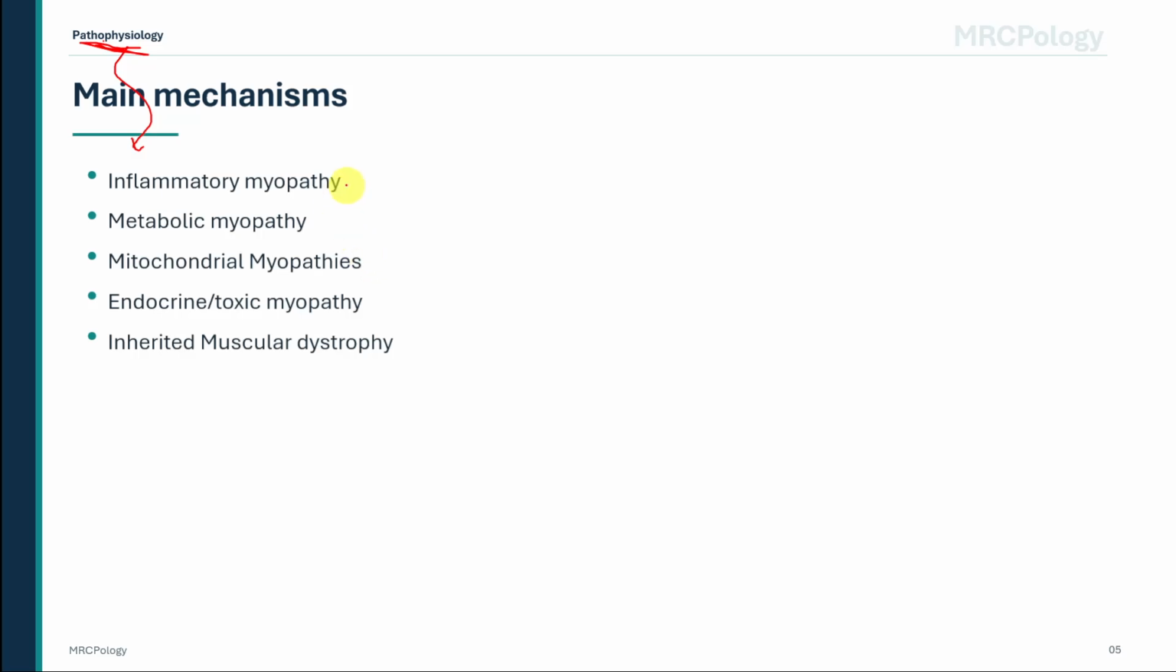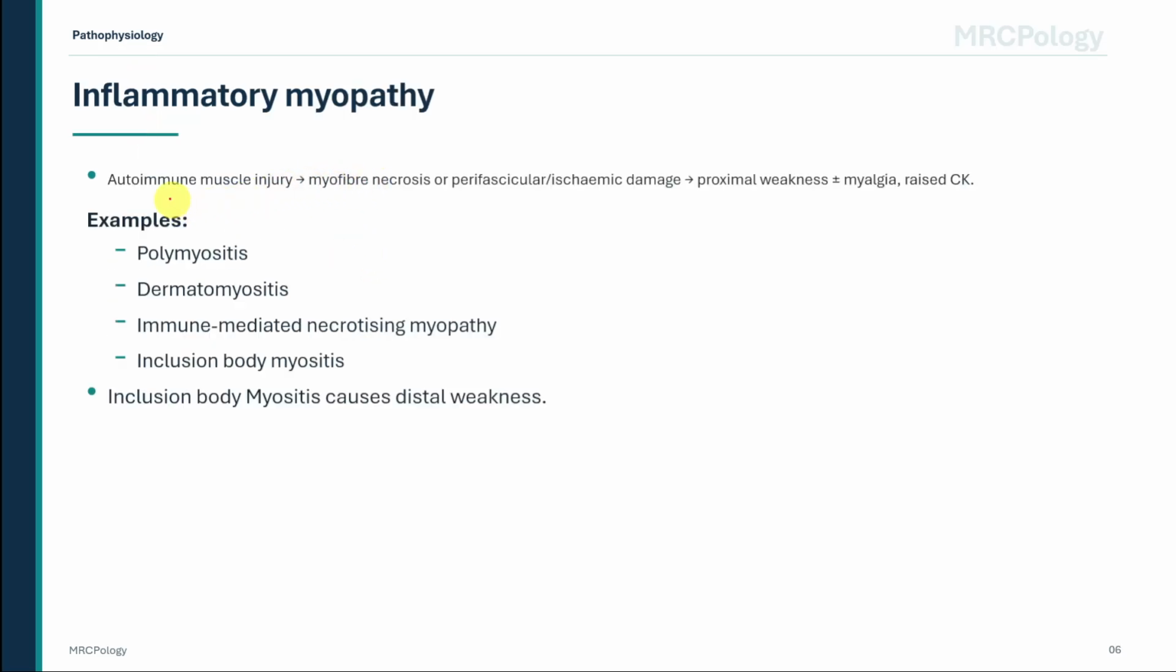Inflammatory myopathies are caused by immune-mediated injury to muscle tissue. The immune process damages the muscle fibers, their supporting microvasculature, or both. This leads to muscle fiber dysfunction, and in many cases, active fiber necrosis. The result is usually subacute symmetrical proximal weakness. Myalgia may occur, but its absence does not exclude inflammatory myopathy. Creatine kinase, or CK, is often raised because injured muscle fibers leak intracellular enzymes into the circulation.